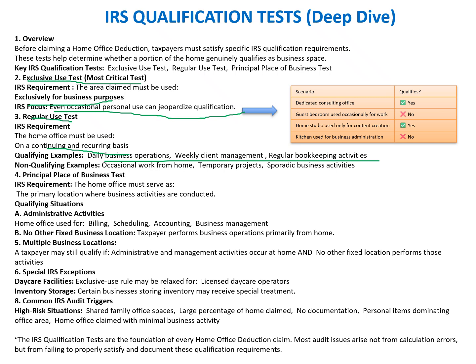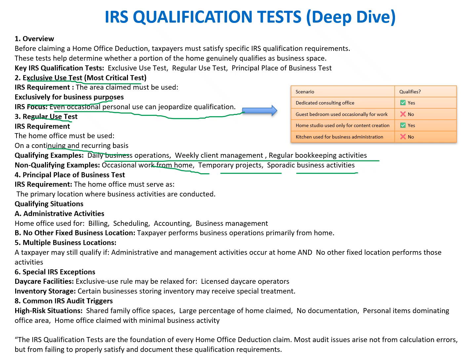So these are some of the areas which require the regular usage of a particular office space for doing the office activity, rather than a sporadic or one-time activity, which cannot be classified as expenses that can be claimed as a home office deduction. So non-qualifying examples are occasional homework, temporary projects, and sporadic business activity.